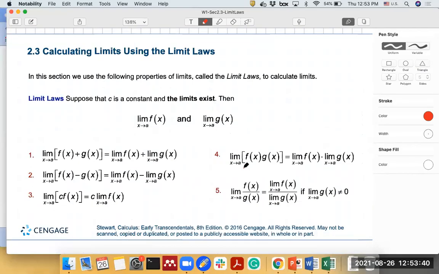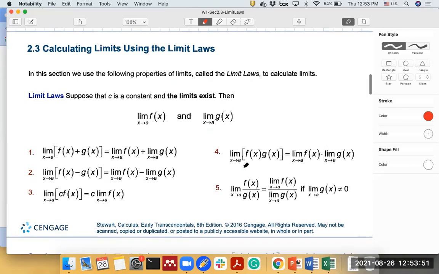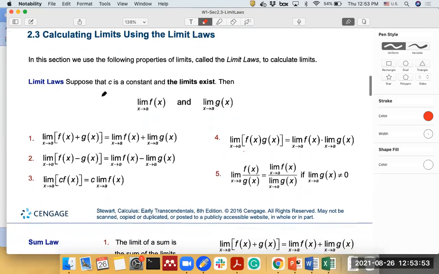Okay, today we will study some laws that allow us to do some algebra and find the limit. Very good. And here are the laws. Remember, suppose C is a constant and the limit exists. Then it means that these two limits exist. Otherwise, we cannot say anything about this. Suppose these two exist, then we have some laws here.